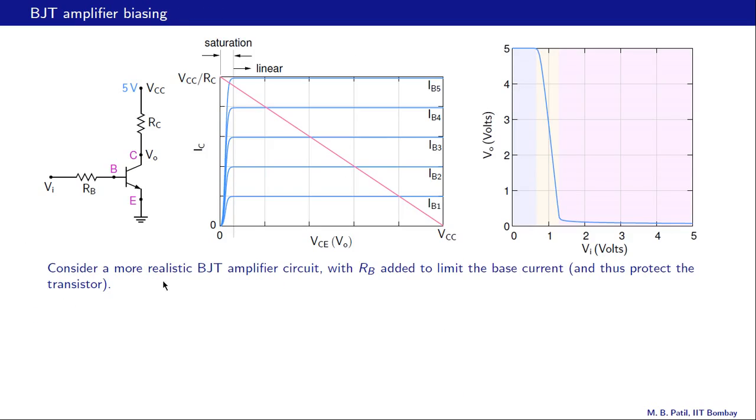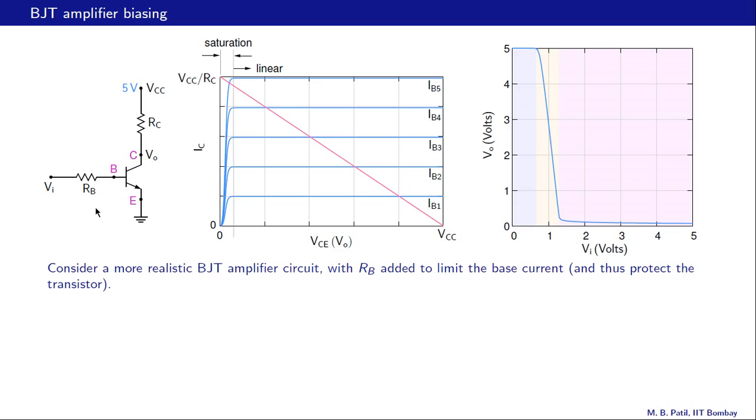Let us consider a more realistic BJT amplifier circuit, this one, in which we have added this base resistance RB, and that helps to limit the diode current here. If the diode current increases, then this voltage drop also increases, and therefore even if Vi is large, like 5 volts, the base emitter voltage is still limited to something like 0.7, and thus the transistor is protected. If the current became very large, like amperes, then the heat generated in this device would destroy the transistor.